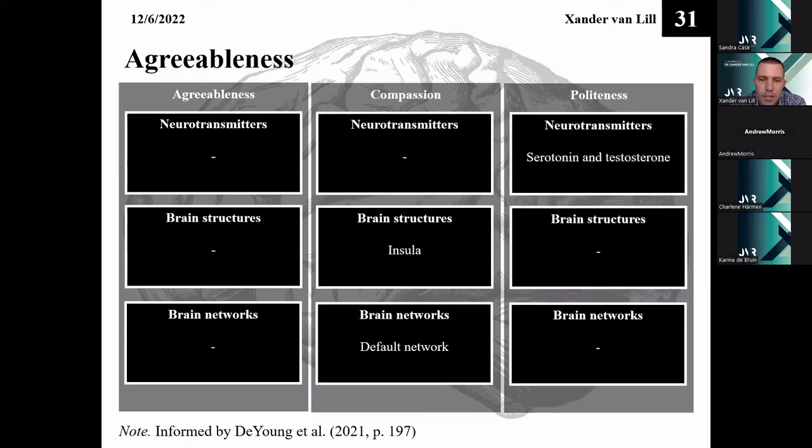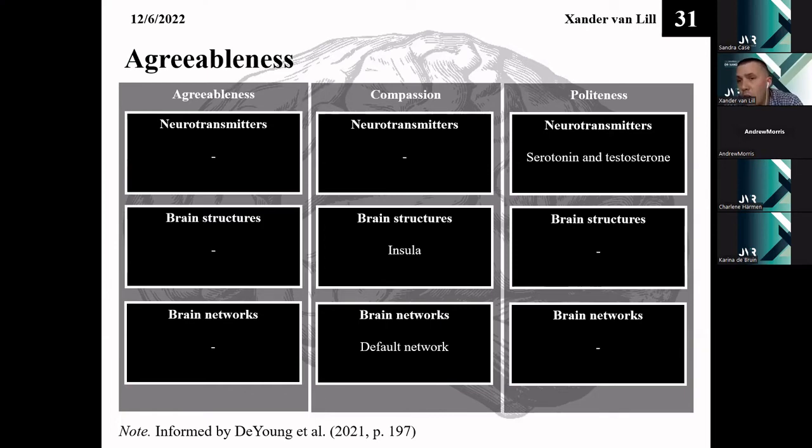Then on the agreeableness side, the default network under compassion seems to be associated with our ability to mentalize, or our ability to put ourselves in other people's shoes and to imagine how they might have felt in our situation. The insula also, with mimicry and the ability to automatically mimic what other people are doing with non-verbal gestures, seems to be also associated with something like compassion.